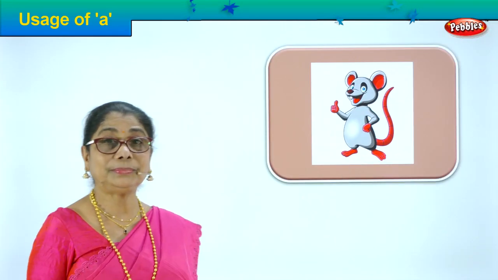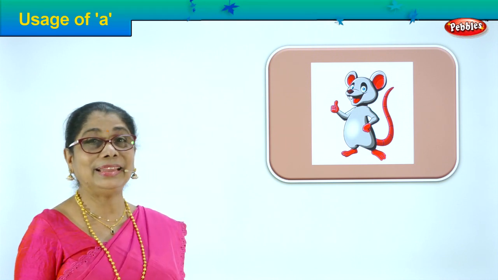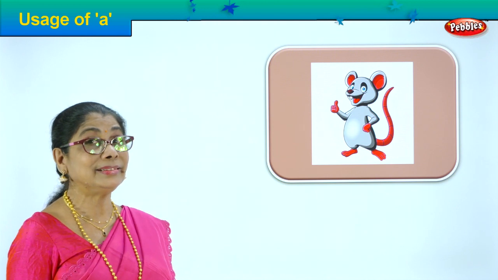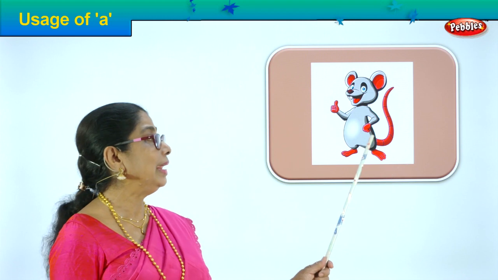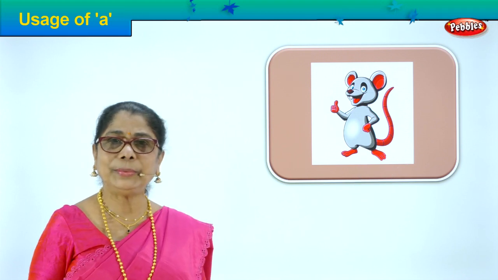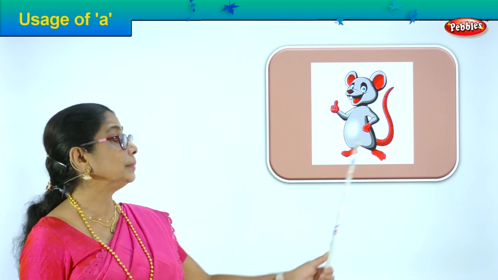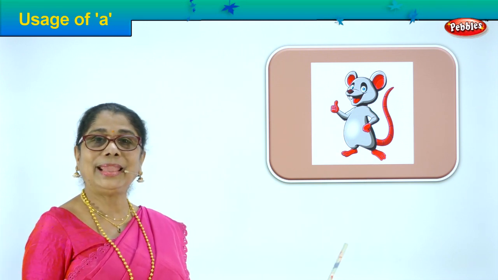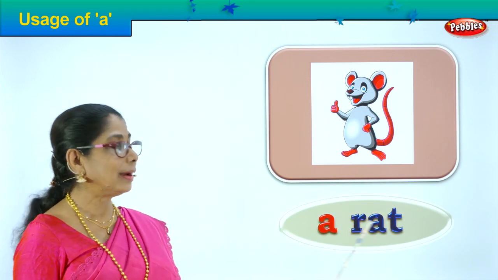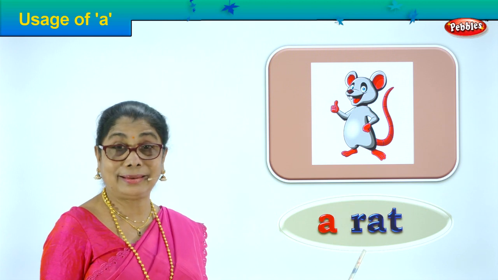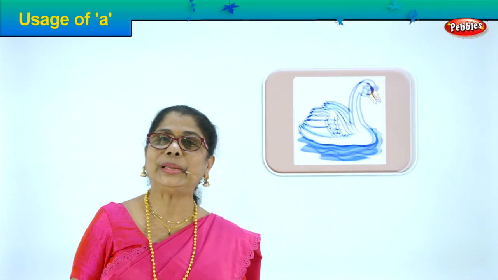Let's take another picture. See what we have. What is it? Rat? A little rat that troubles mom and dad in the night? Or runs about in the garden? Spell rat. R-A-T, rat. And what is the word we placed before rat? A rat. This is a rat. A is placed before the word rat. A rat. R-A-T, rat. Good.